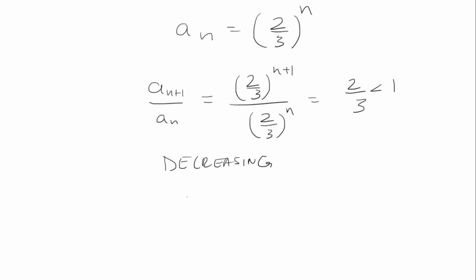Now for bounded, we know that 2/3 to the n is decreasing. Therefore, the first term should always be the greatest. The first term is 2/3. So this should be less than or equal to 2/3. And we know that the limit here, this is an exponential, goes down like that. So clearly it's going to reach 0 eventually. Okay, so it's bounded below by 0 and bounded above by 2/3.